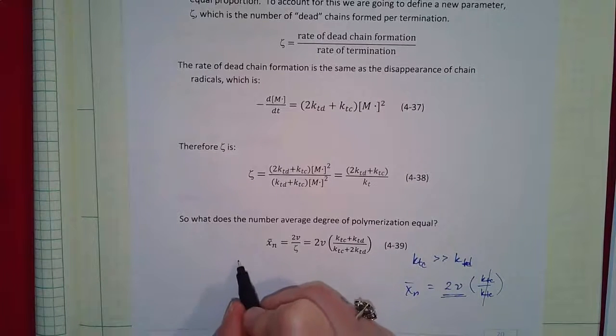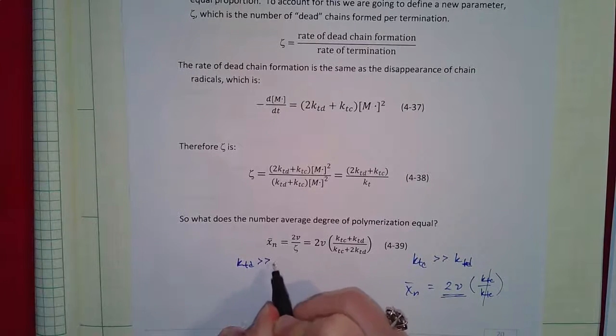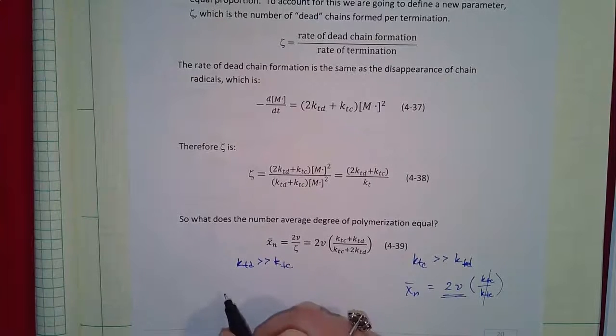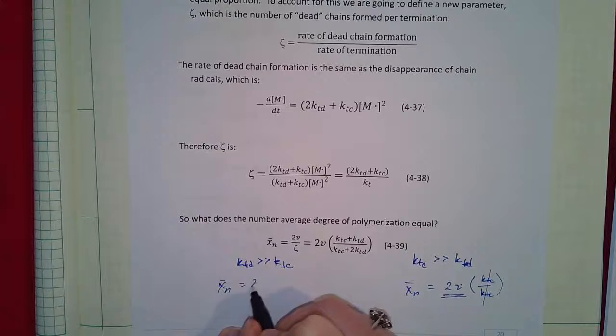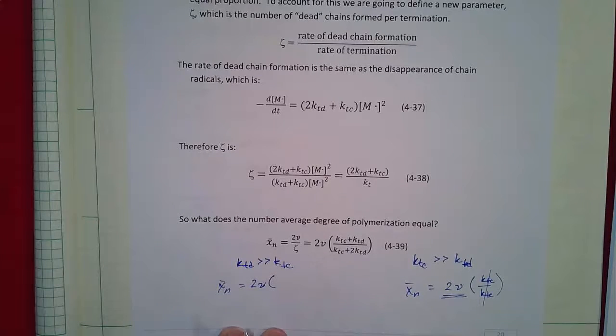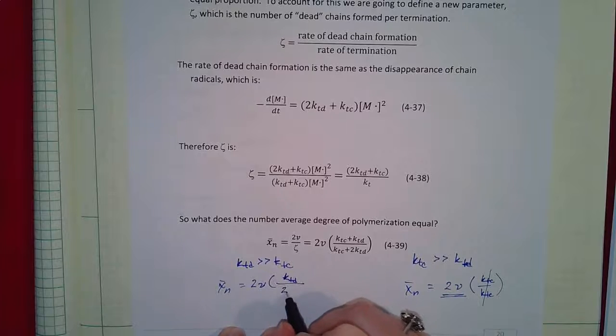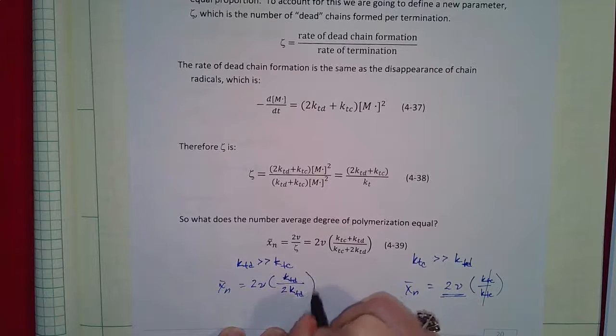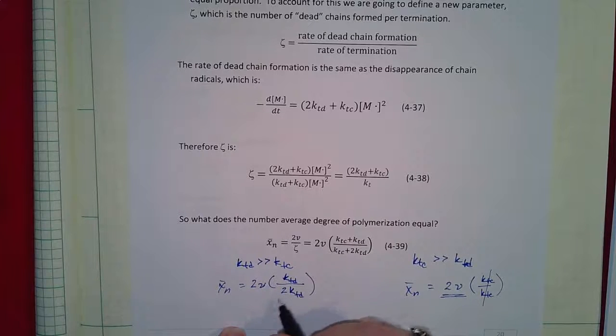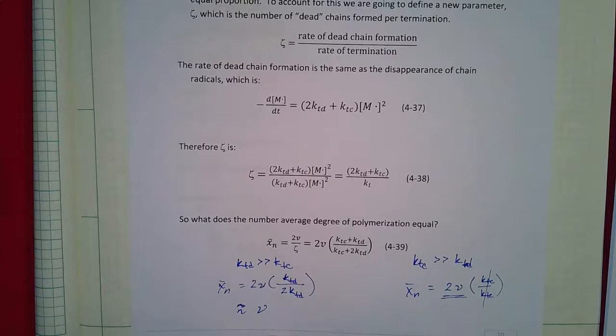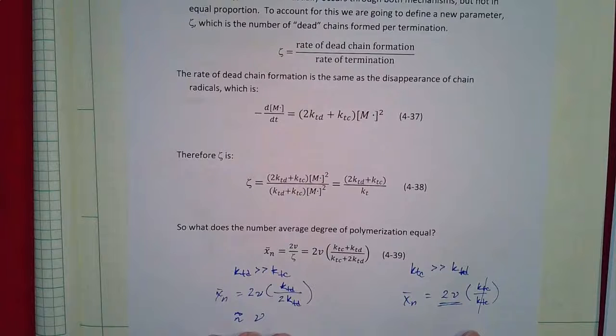Now let's look at if KTD is much, much greater than KTC. The number average degree of polymerization, 2 times the kinetic chain length, equals, in this case, KTD being much bigger, KTD over 2 KTD. And that ends up being approximately equal to the kinetic chain length, which is just what we said at the top of the page. So this all works out. So that is the kinetic chain length.